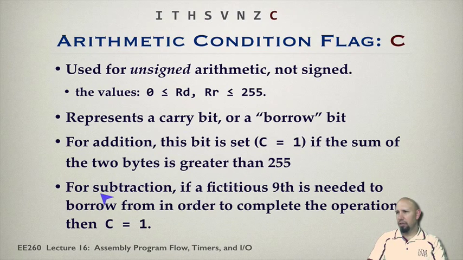So here we go. For subtraction, if a fictitious 9th bit is needed to borrow in order to complete the operation, then C is equal to 1. For addition, this bit is set if the sum of the 2 bytes is greater than 255. So that's the C flag. Here are all the different flags, and this is the one we're looking at now.